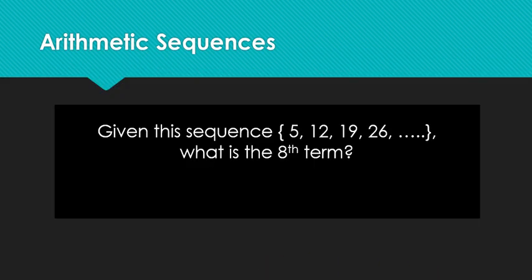Alright, given this sequence, 5, 12, 19, 26, what is the 8th term? So, we're just going to write the exact same equation we did on the problem before. We're looking for the 8th term, so I'm going to put my 8 subscript. My starting point is 5.